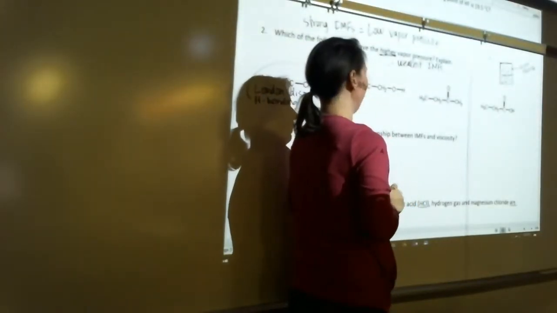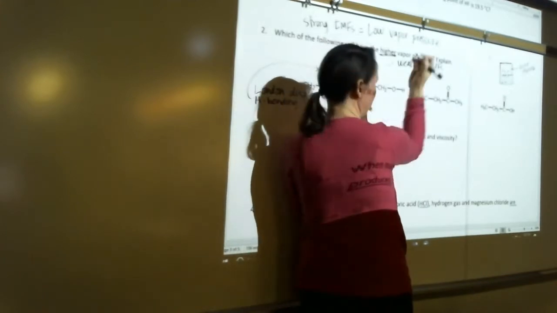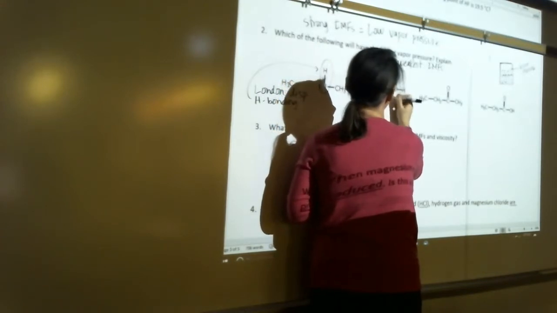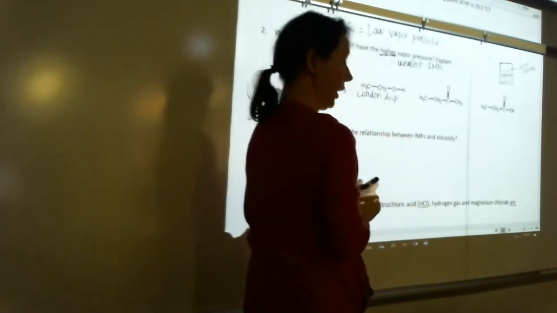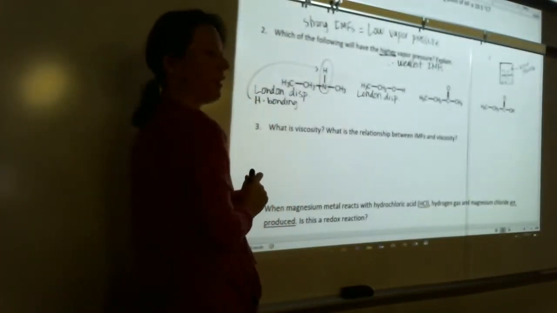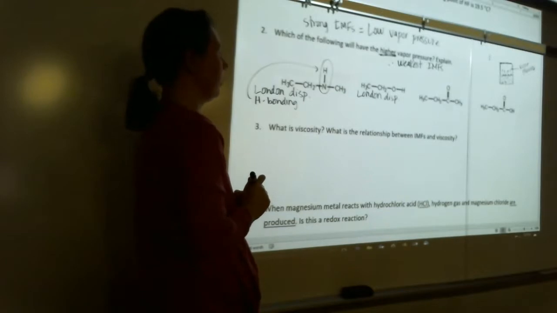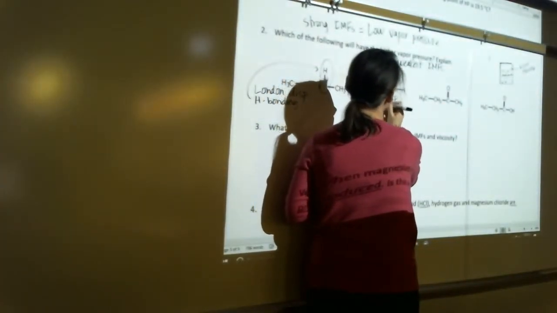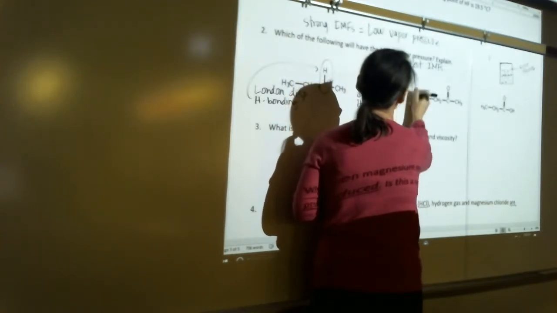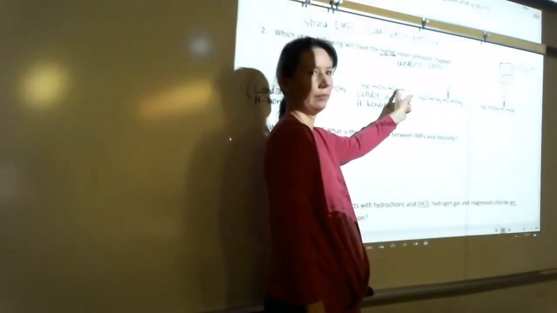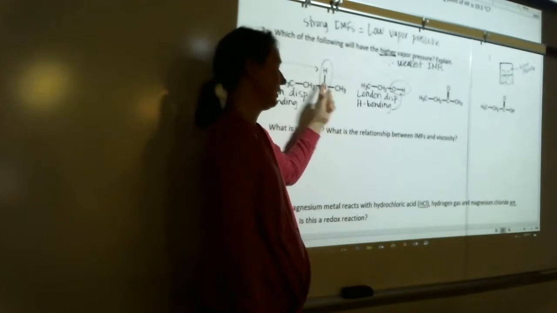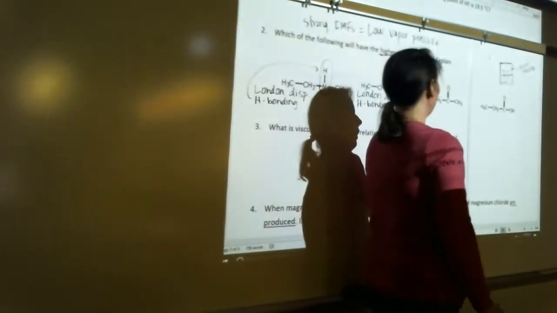What IMFs will this one have? What's the one you list for everything? London dispersion. You can call it London, you can call it London dispersion, you can just call it straight up dispersion. I'll accept any of the above. Are there any others? There's another one. What is it? Hydrogen bonding, right. Where's that? On the OH, right here. What functional group is that? That's alcohol, good. What functional group is this? Amine, good. Okay, let's do this one.